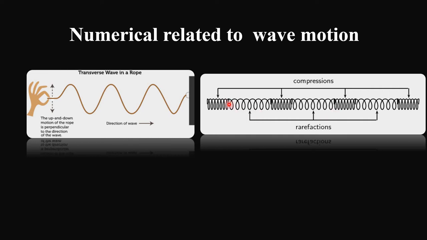In longitudinal wave, there are compressions and rarefactions. So the distance between two successive compressions is known as the wavelength, and time taken to complete one wave is known as the time period. So let's move towards the numericals, so the things will be more clear to you after doing numericals.